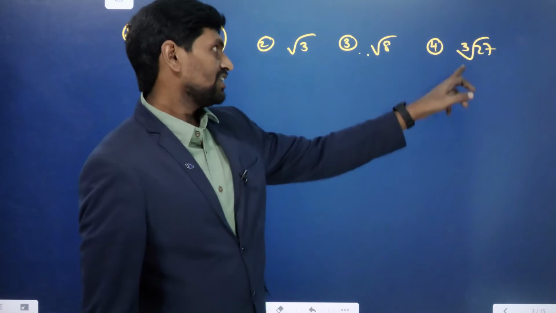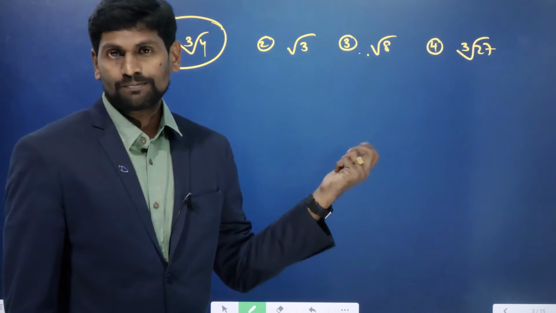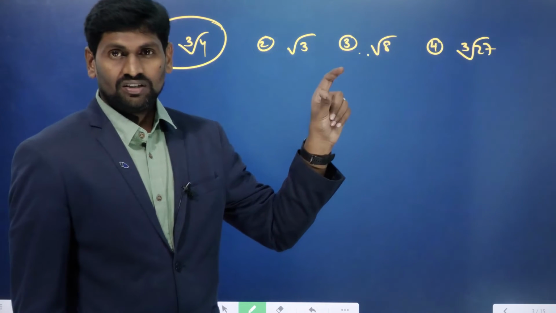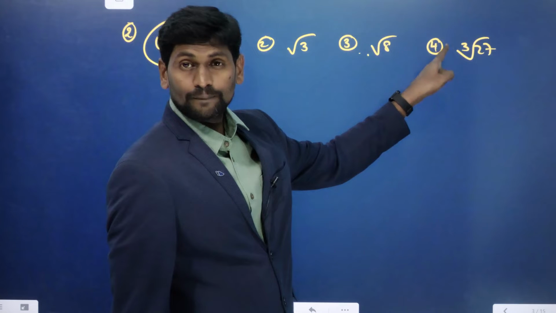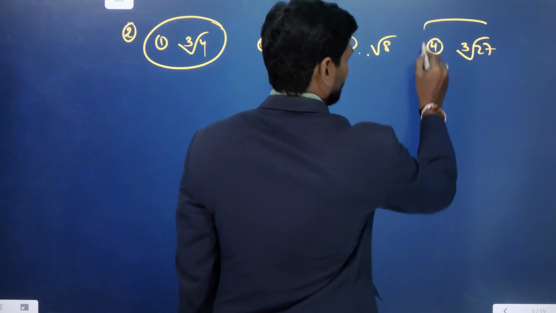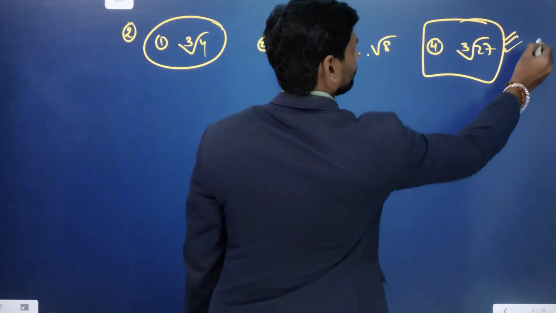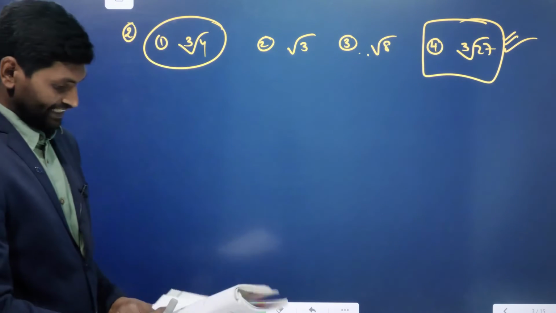Now the last one, see. Order 3. 27 is a cube number, because we can express 27 as 3 cube. Okay? The exponential form of the radicand is 3, and the order is also 3. It is not a surd. So this is our required answer. Yeah, let us go to the next problem, children.